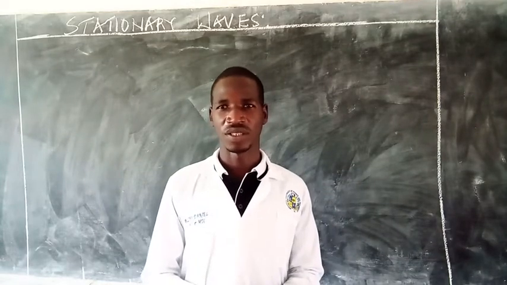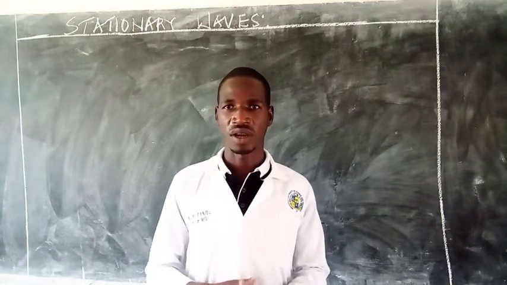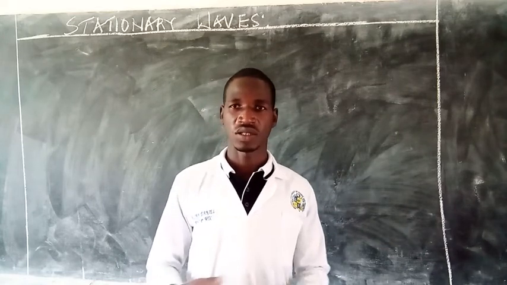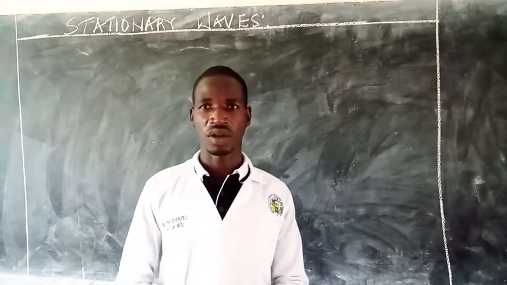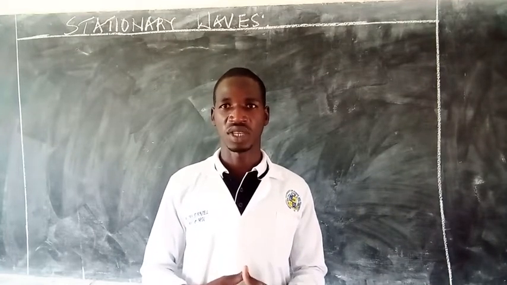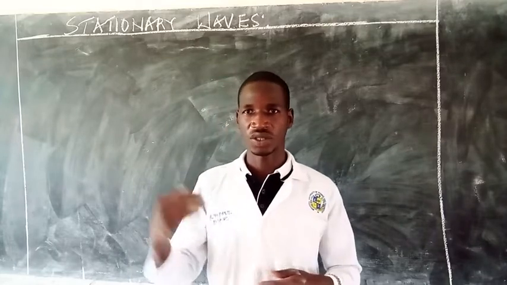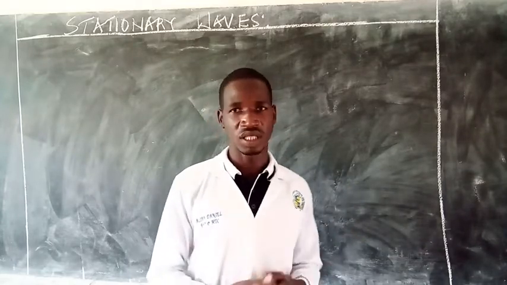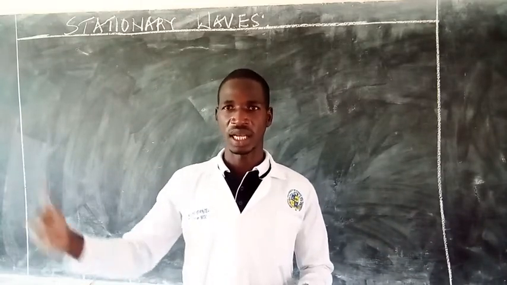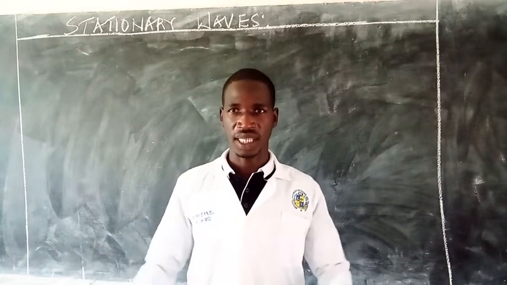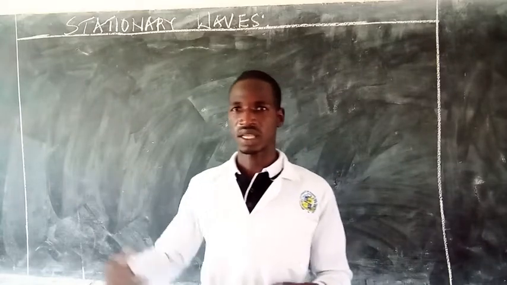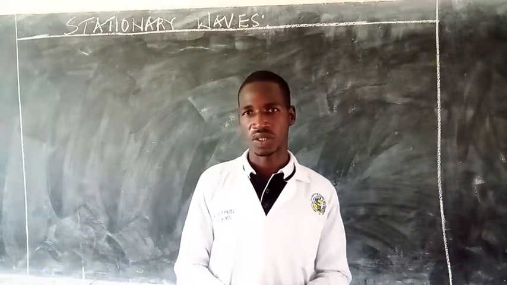Today, we are going to see stationary waves. In our previous lesson, we had been discussing progressive waves, but today we shall see stationary waves. A recap of what we saw: a progressive wave is one that moves from one point to another, and energy is carried from the source to the surrounding areas. As it does so, energy is lost to the surroundings, and for that reason, we said the amplitude of a progressive wave keeps on reducing as it moves away from the source.